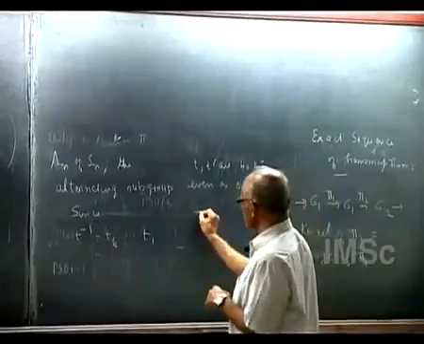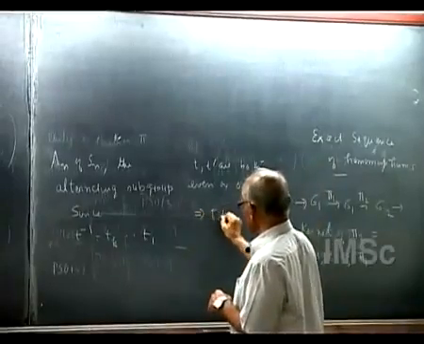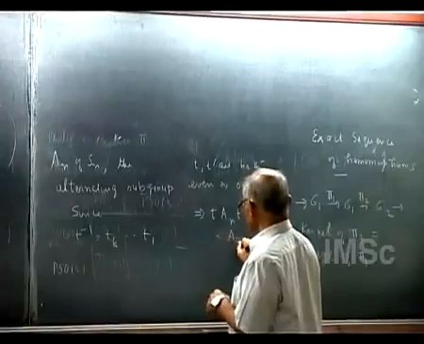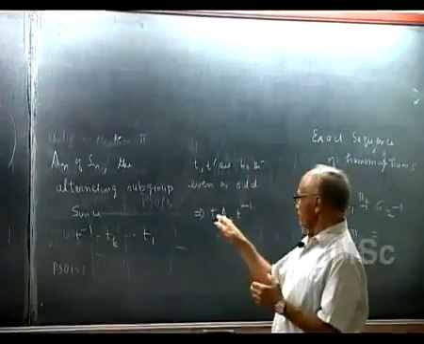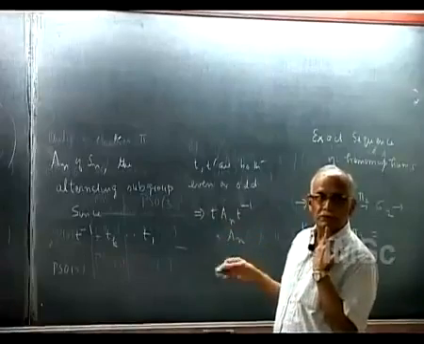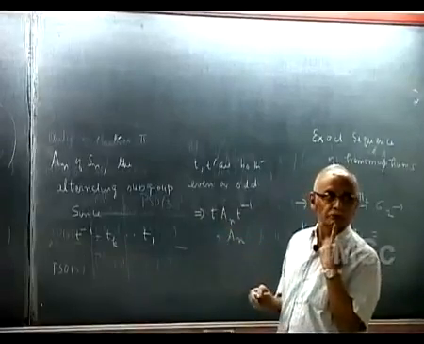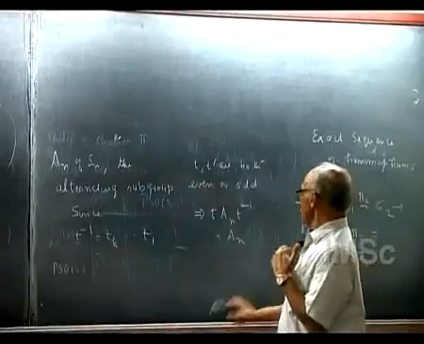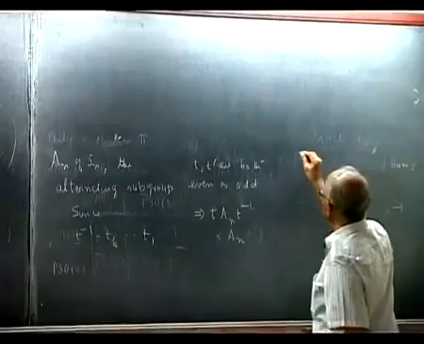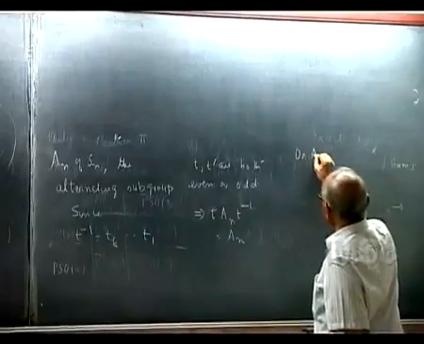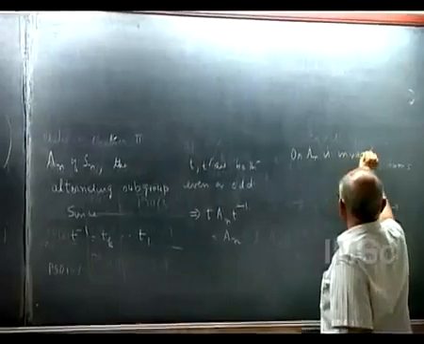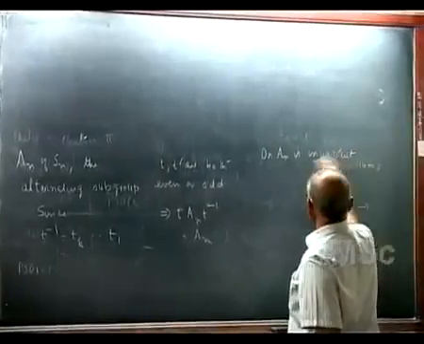This implies T An T inverse is An, because maybe both are odd, but the product is even. So, An is an invariant subgroup of Sn. Or, An is invariant in Sn.